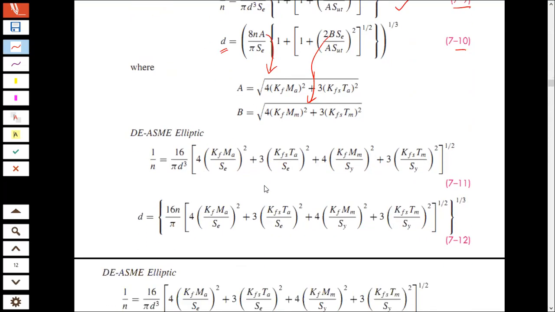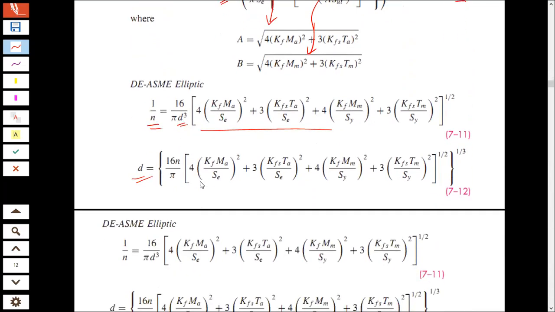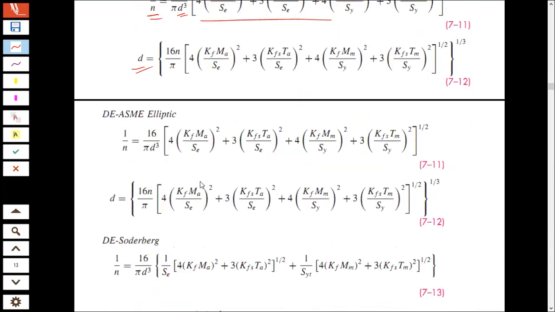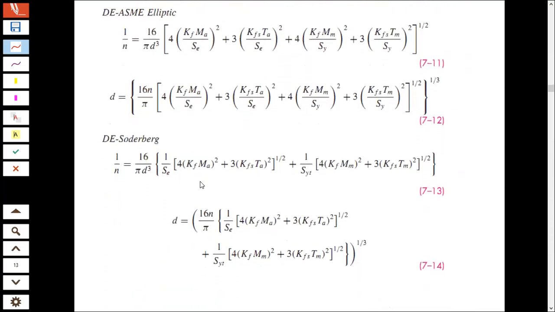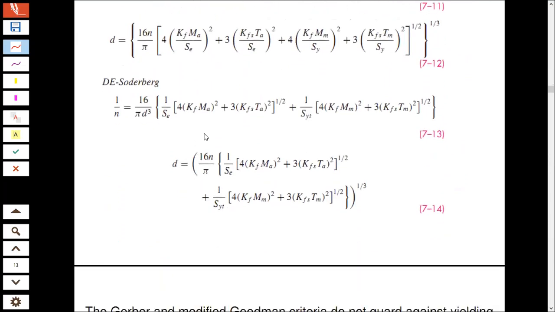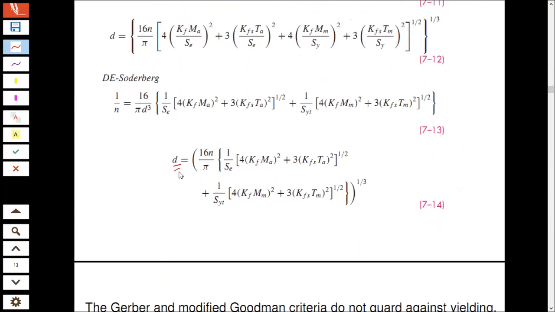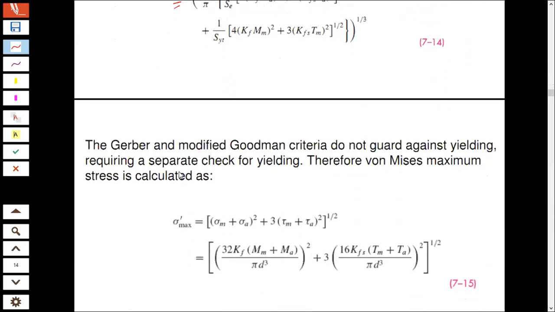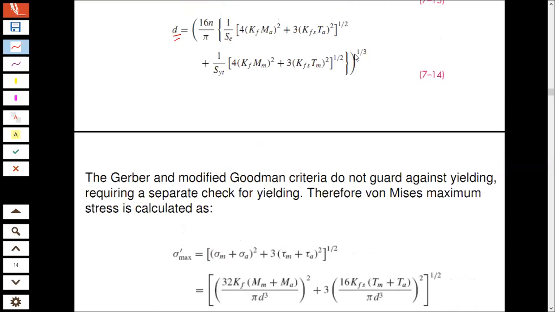Similarly, if you are using the DE-ASME elliptic theory, 1 over n is equal to this, and you can find your diameter from there by taking the rest of them to one side and calculating your D. Similarly, DE-ASME elliptic, DE-Soderberg. For the D. Soderberg, your diameter is going to be this.